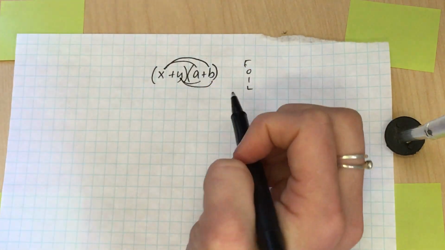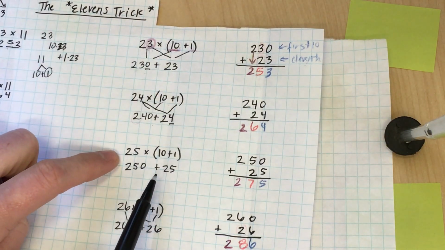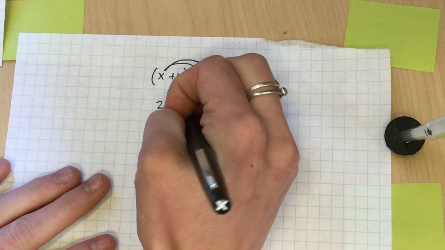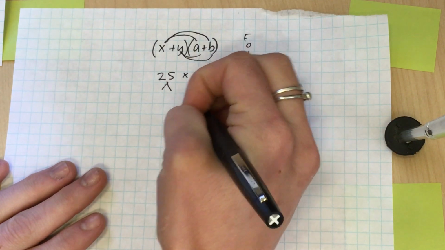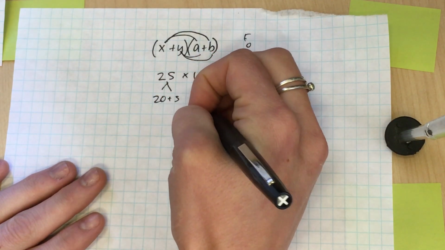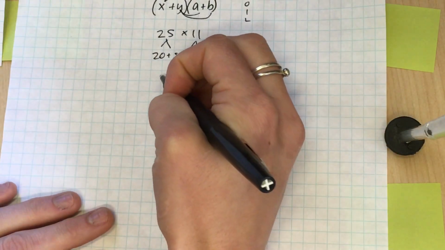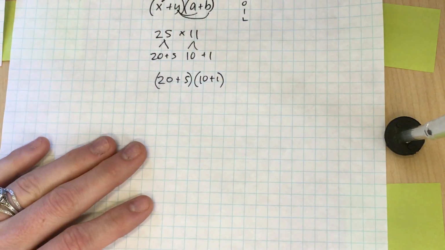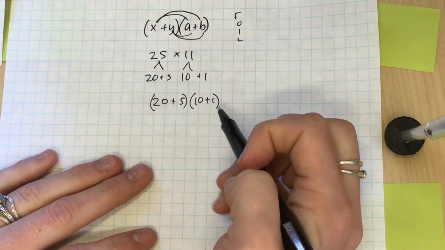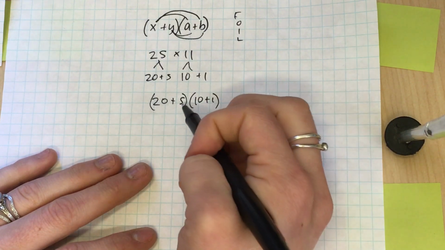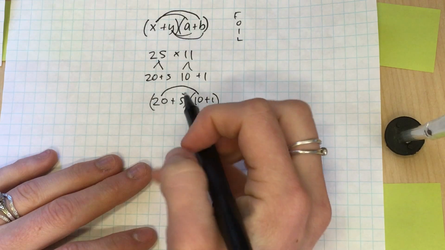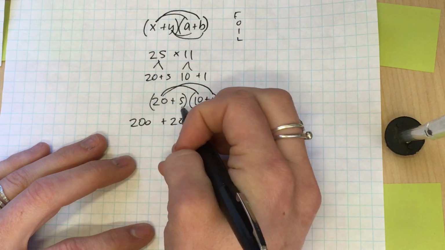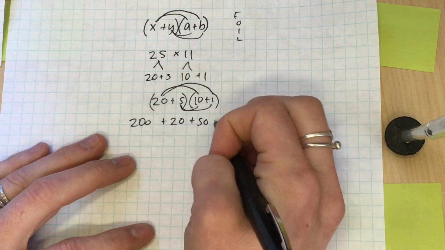So think about this. This representation shows decomposing the 11. What if we decomposed the other number? So what if we were doing 25 times 11 and decomposed both numbers into 20 plus 5 and 10 plus 1? Well, that would give us something like this. 20 plus 5, 10 plus 1. So here's what I want you to notice. Where is the ones place going to come from? Well, if we do our FOIL, we get 200 here, plus 20, plus 50, plus 5.